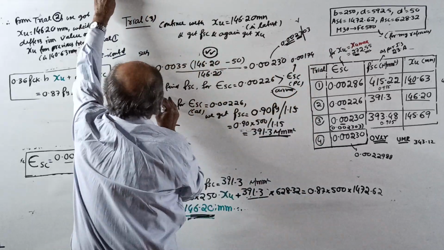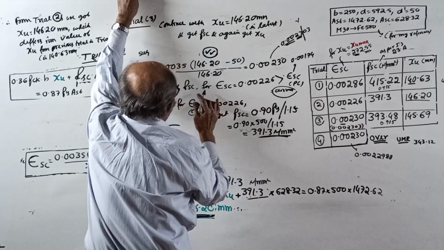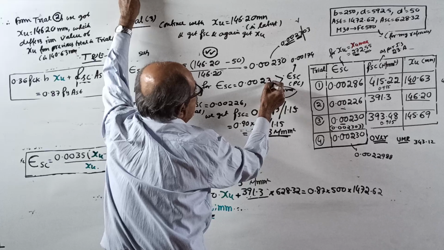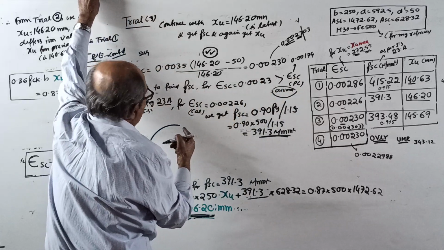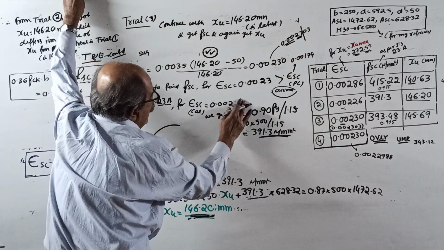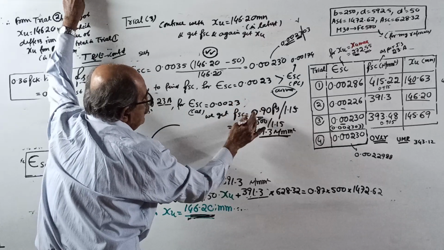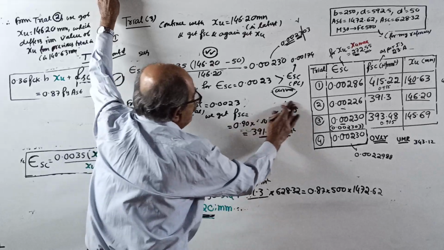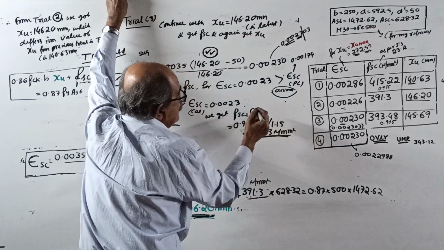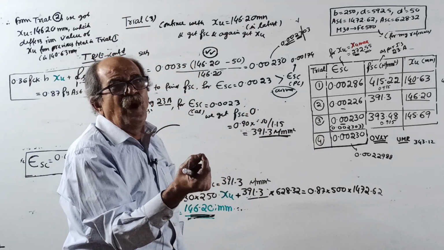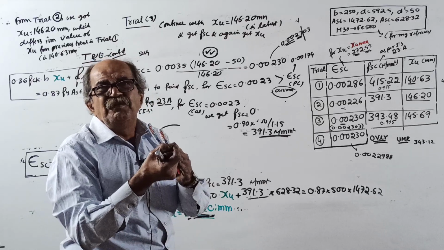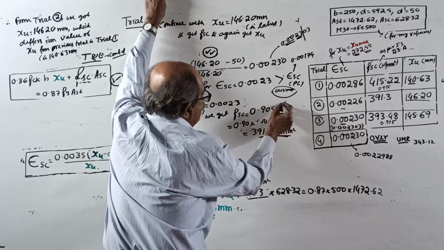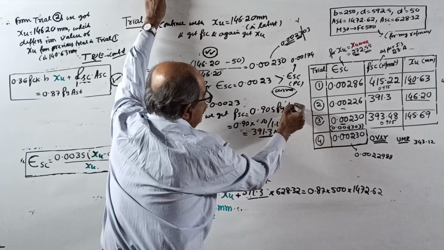Okay. Now to find fsc for epsilon sc equal to 0.0023, which is more. Same figure for 0.0023. If you see the IS code, mark the strain, go there, it comes slightly above 0.9 but below 0.91. So I will write 0.905 fy, this is my judgment, by 1.15.